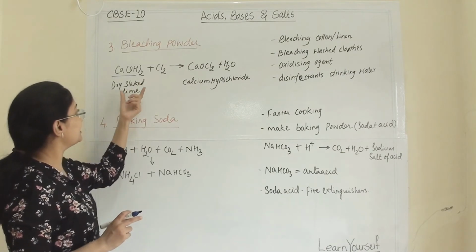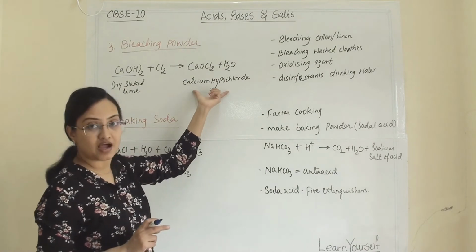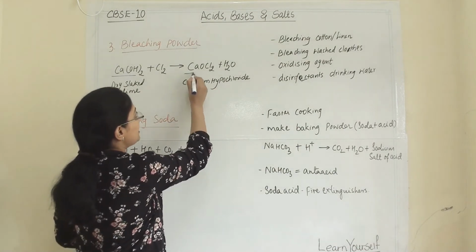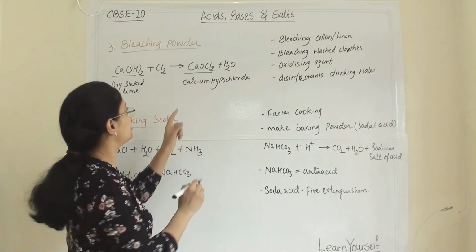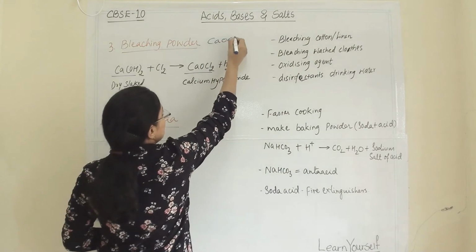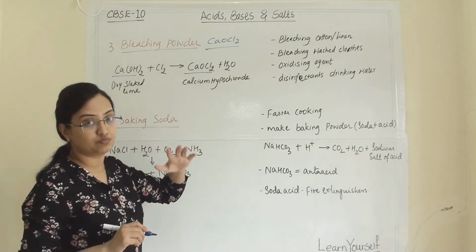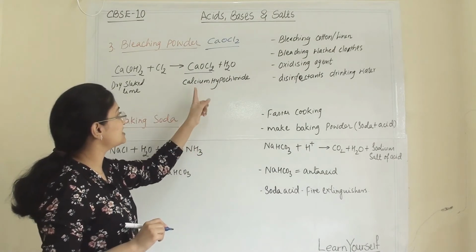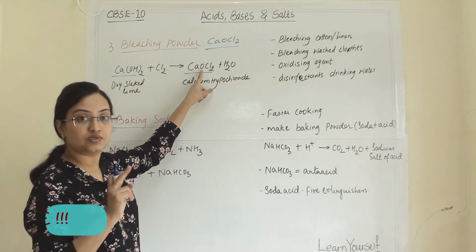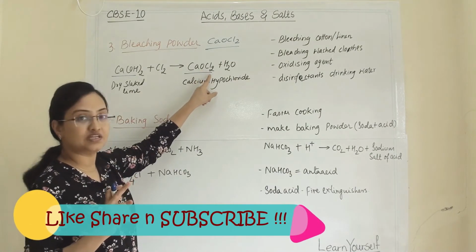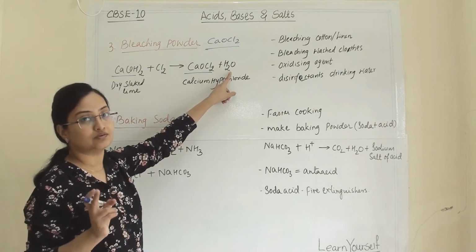So when dry slaked lime reacts with chlorine gas, it will give us calcium hypochlorite, that is CaOCl2. So this is our bleaching powder. The formula of bleaching powder is CaOCl2. A generic name is bleaching powder and the chemical name is calcium hypochlorite. Because the oxygen is in between, it is known as hypo and chlorine is at the last, so hypochlorite. And along with that we will get water.